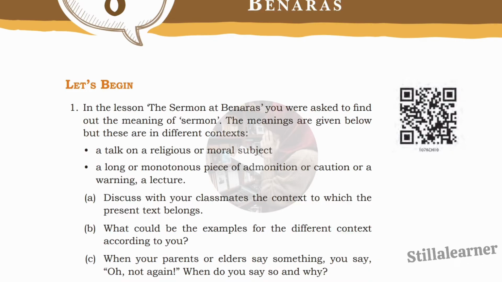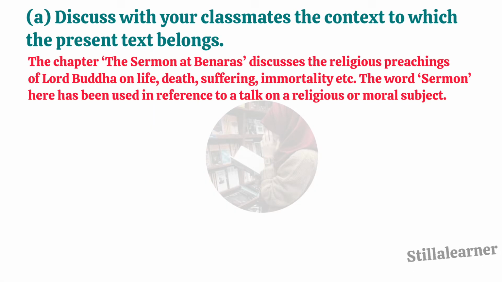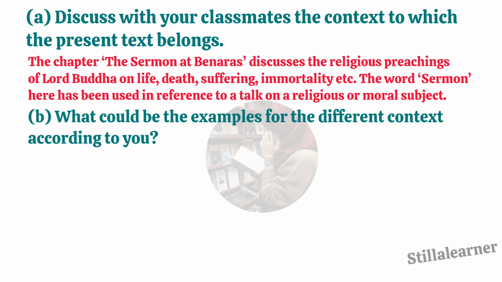Okay, so let's see. For this we have three questions. Let's give the answer for these three. Let's see the first one. Discuss with your classmate the text to which the present text belongs. So the answer is: the chapter The Sermon at Banaras discusses the religious preaching of Lord Buddha on life, death, suffering and immortality, etc. So the word sermon here has been used in reference to a talk on a religious or moral subject.